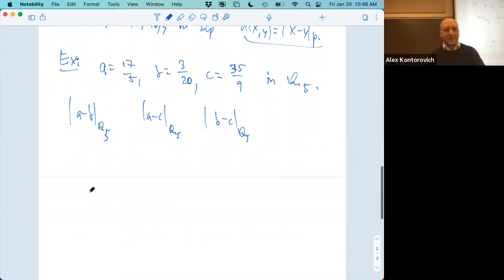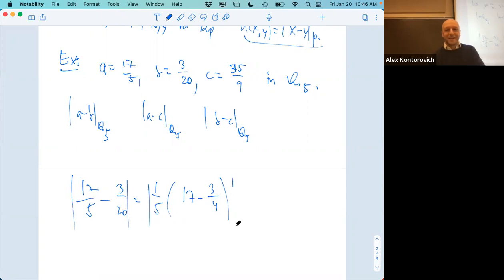Got it. We really have to do this, don't we? There is a purpose to this. Okay, 17 over 5 minus 3 over 20. I can pull out a 1/5, and then I have 17 minus 3 over 4. 17 minus 3/4 is going to be 17 is how many quarters? Whatever it is, it's not going to be divisible by 5.